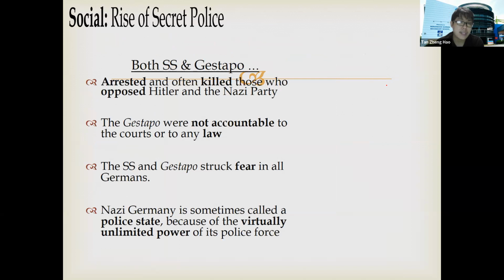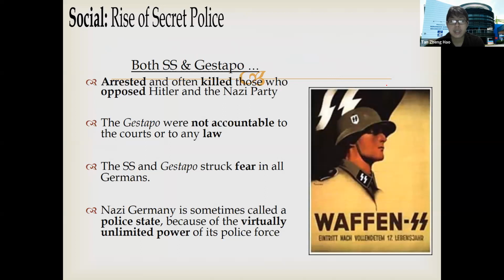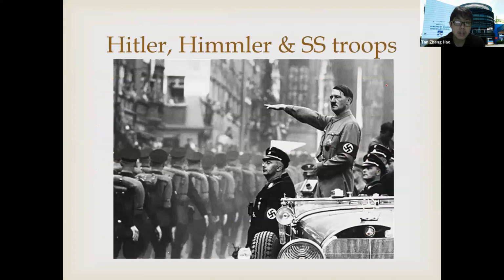So the SS and Gestapo killed many people who opposed Hitler, and they were not accountable to the court. They don't care whether it's legal or illegal, they can arrest you. And many people feared them, and therefore learned to behave the way the Nazi party wanted. All right, so this is an SS uniform.